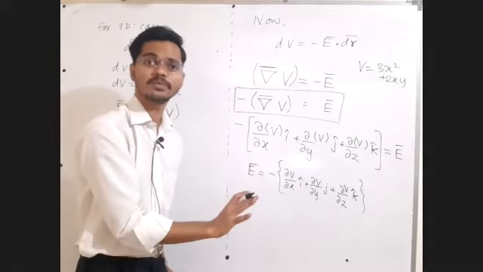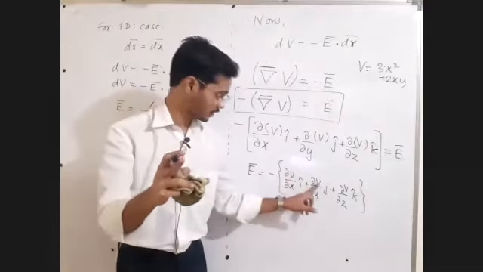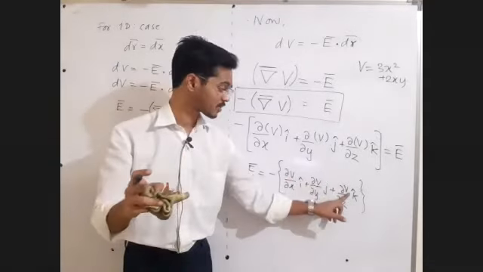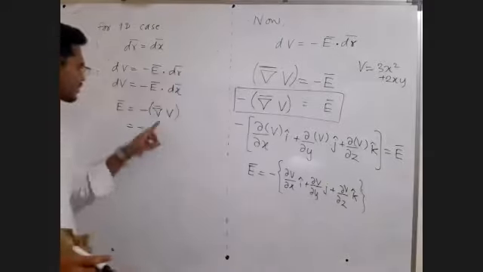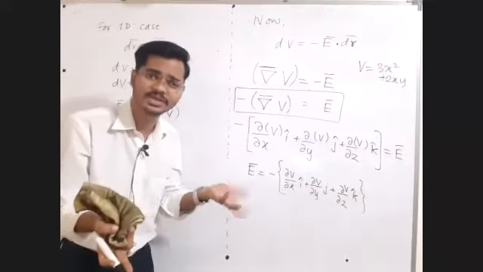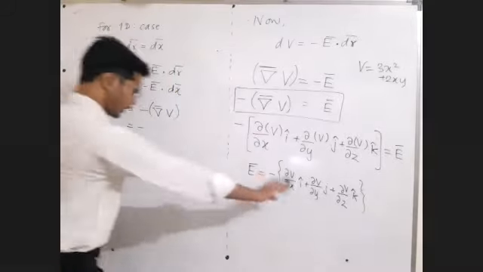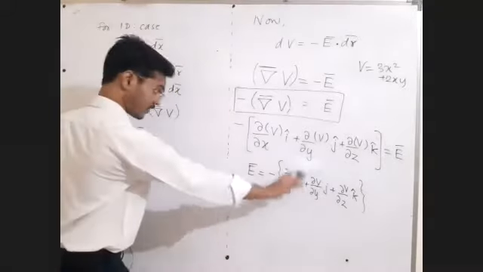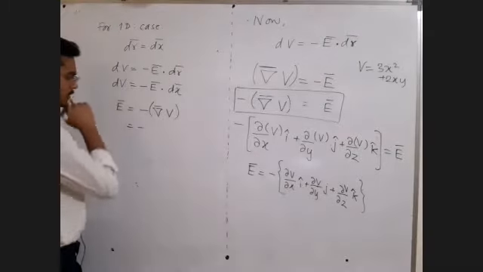So no thinking of partial. Only one variable, x. Right now, potential is a function of x, y, z. But here, it's a one-dimensional case. Potential will be a function of only x. So no concept of partial derivative. We will find out the partial derivative, wait for it. But let us write down the 1D formula also.